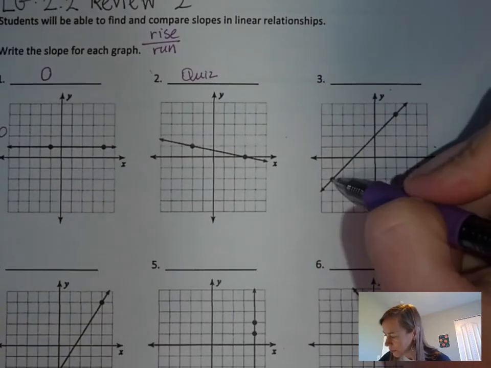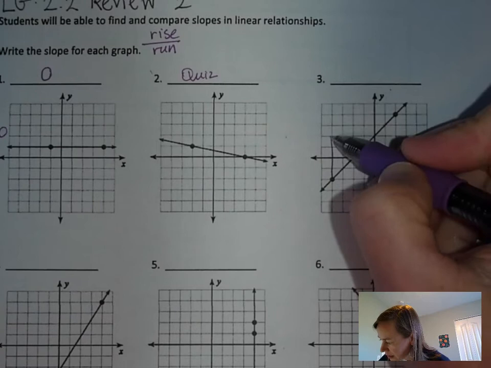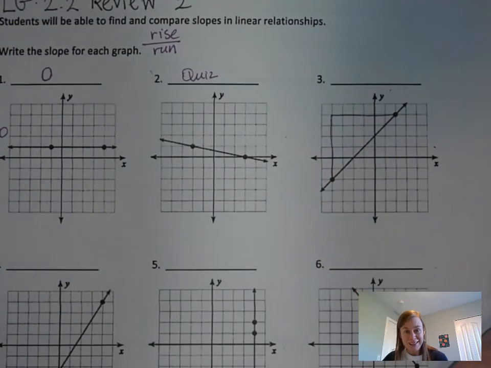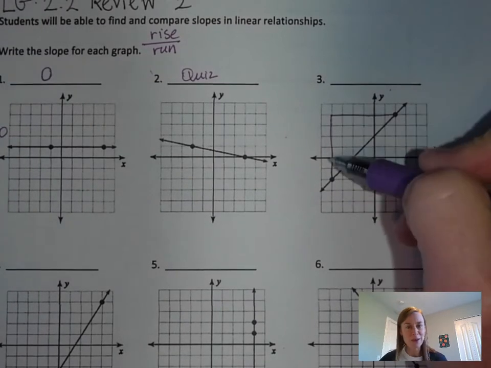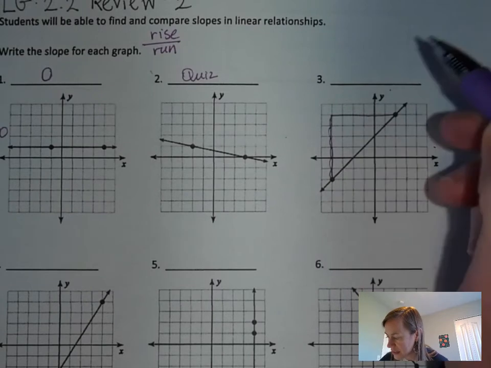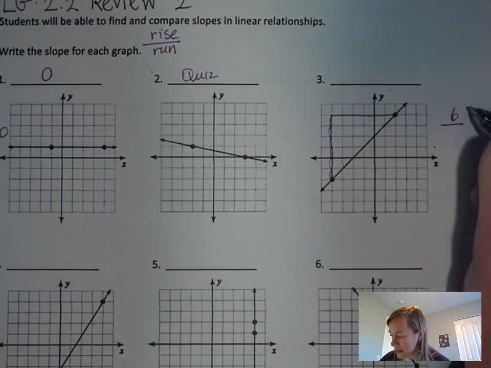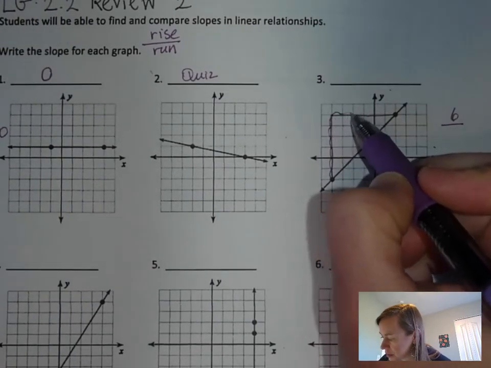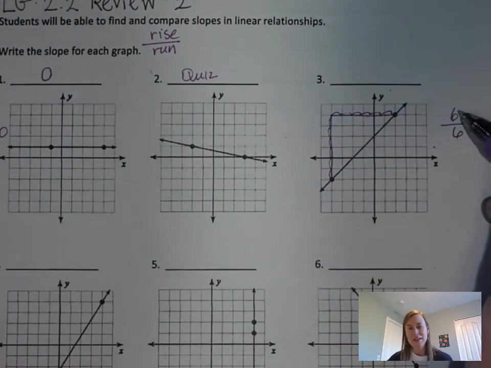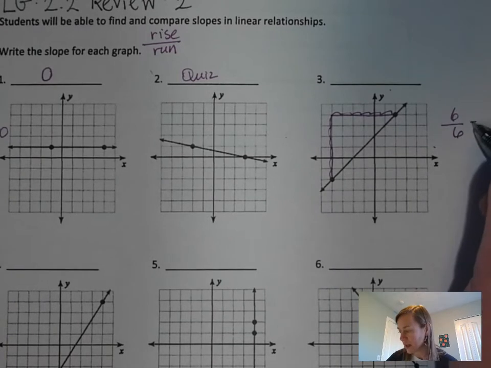Okay, let's draw our big stair-step triangle. So we're going to go up this far and over that far. Now let's count. How much are we going up and down? We're going up by 1, 2, 3, 4, 5, 6. So our number on top will be 6. And then we're going over 1, 2, 3, 4, 5, 6, also going over 6. And now 6 over 6 can simplify to 1.